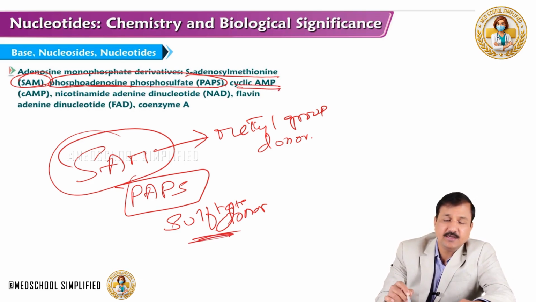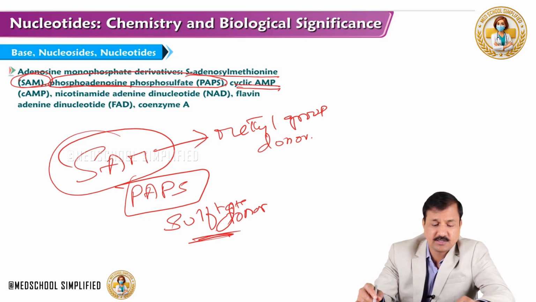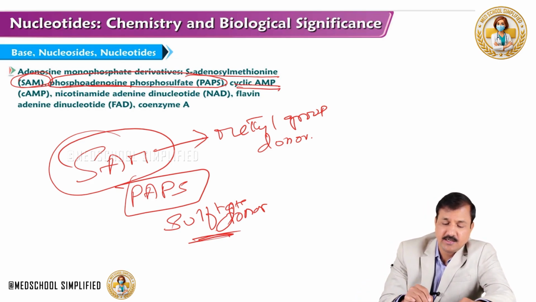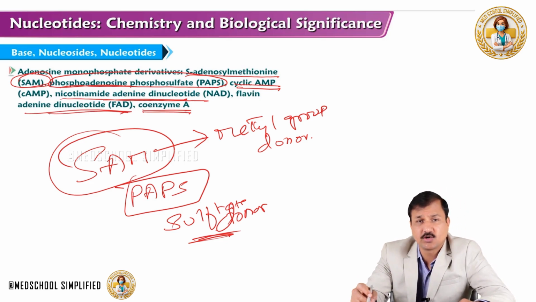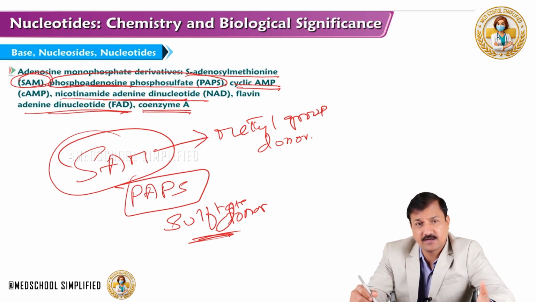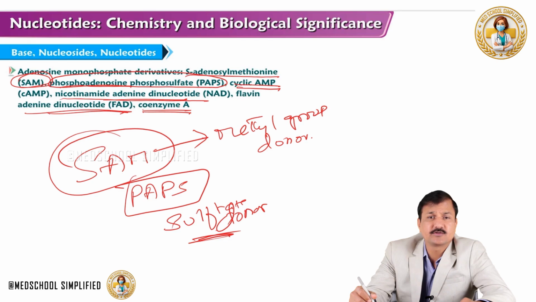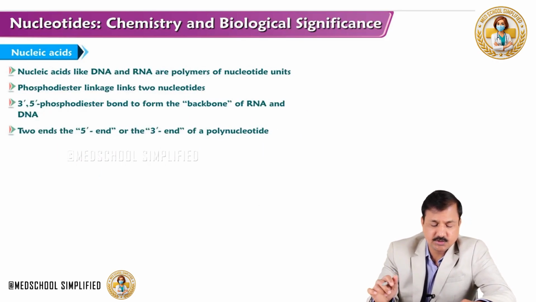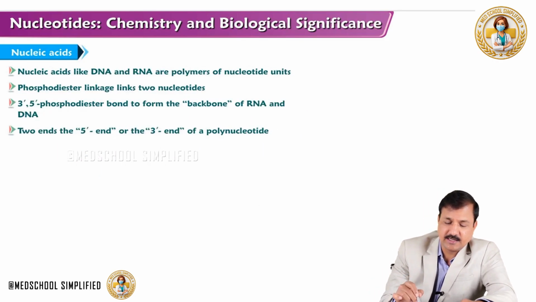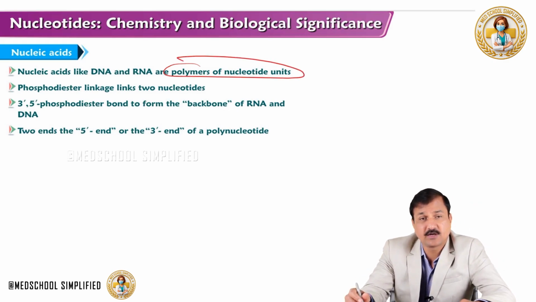And cyclic AMP is a second messenger, so it is a nucleotide derivative. Nicotinamide adenine dinucleotide and flavin adenine dinucleotide are nucleotide derivatives acting as coenzymes. Coenzyme A itself is a nucleotide derivative, participating in a variety of biological reactions in our body. Coming to the nucleic acids like DNA and RNA, as I have told you, these are polymers of nucleotides.